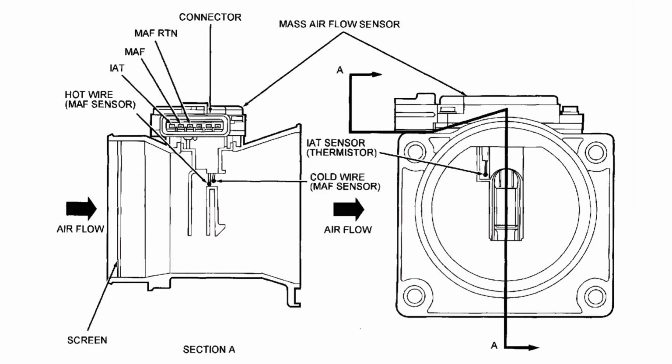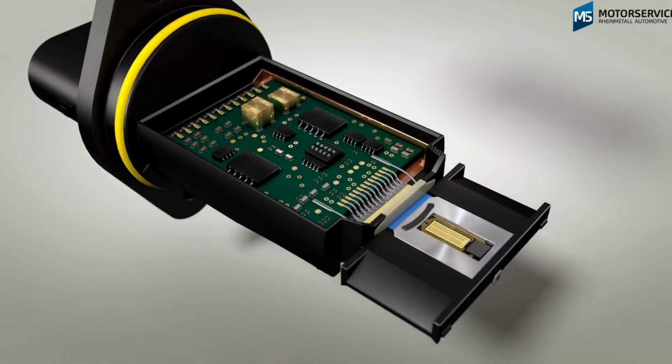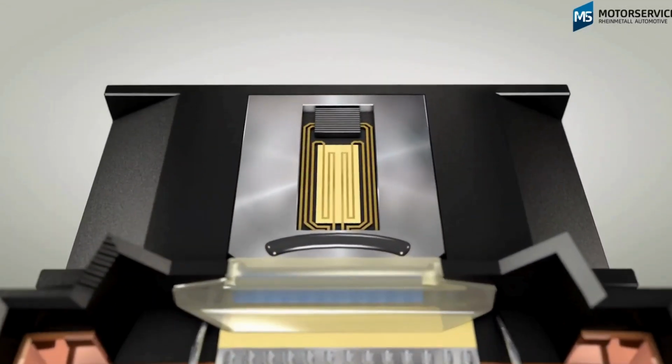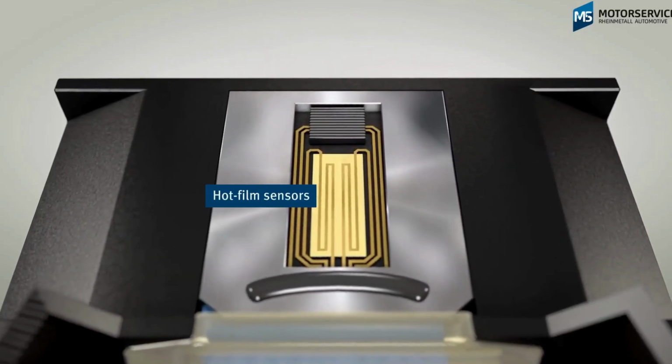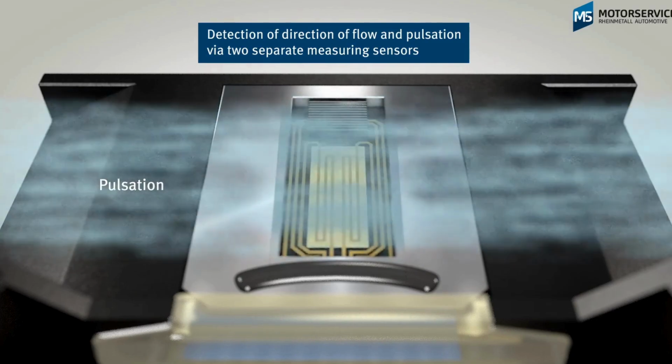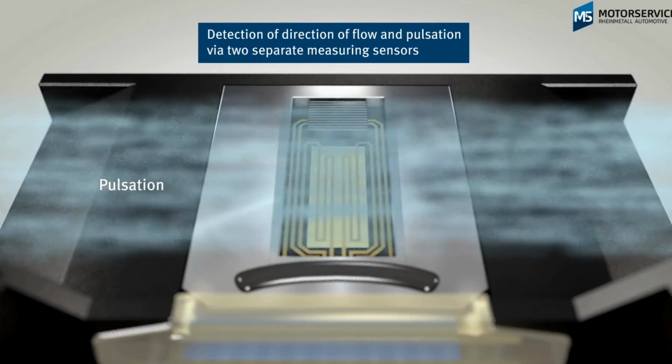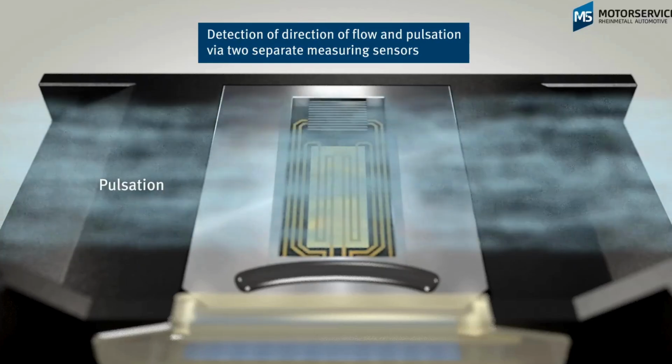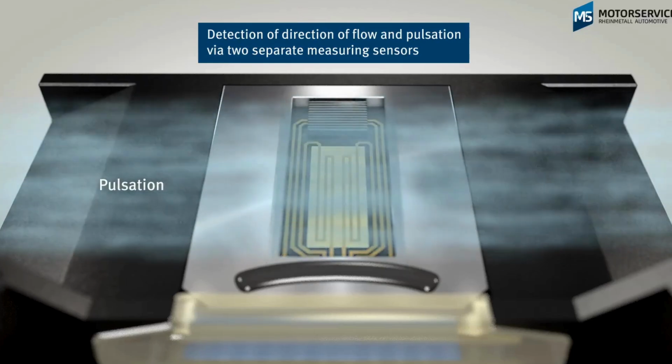Most MAF sensors use what's called a hot wire measuring system. Inside the sensor, there's a very thin platinum wire that gets heated to a specific temperature, usually a few hundred degrees above the surrounding air. Many sensors also have a second wire that measures the actual air temperature for reference.